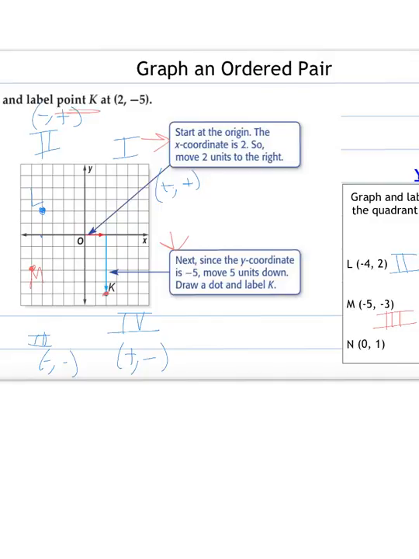Next one, N at 0, 1. So we start at the origin. Our x value tells us to move 0 to the right or left, so we stay where we are. And then the 1 tells us that we are moving up 1, so we go up 1, drop in our point, and that is the point N. Make sure to label it. And again, that one falls on the y-axis, so we don't need to say what quadrant it's in.